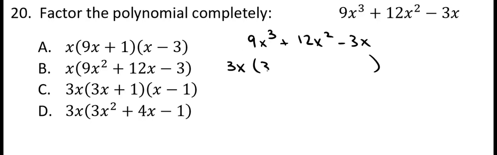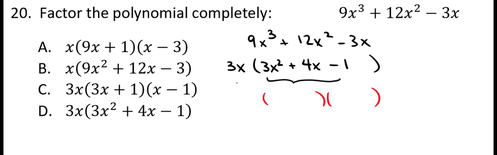3 times 3 gives us 9. X times x squared will give us x cubed. 3 times 4 is 12, and x times another x is x squared. 3x times a minus 1 will give us a negative 3x. So now we have to check to see if we can factor the trinomial even further into two binomials.